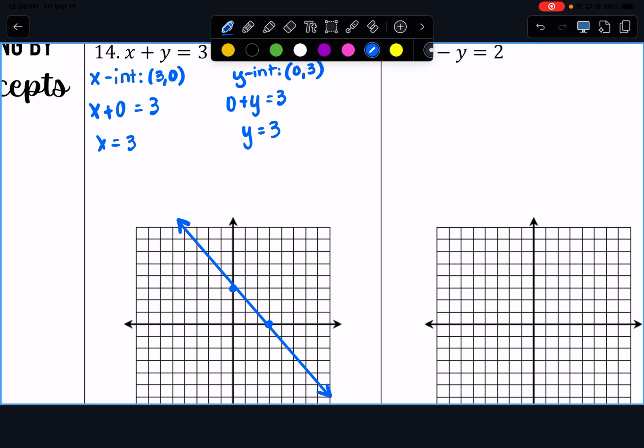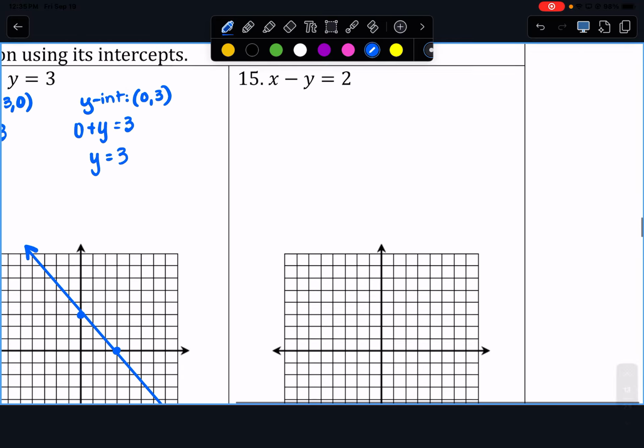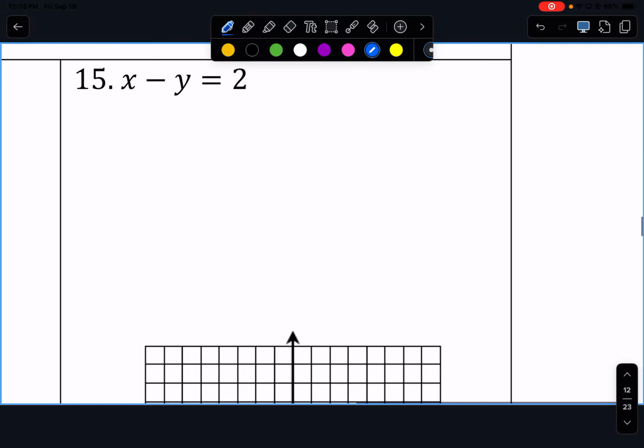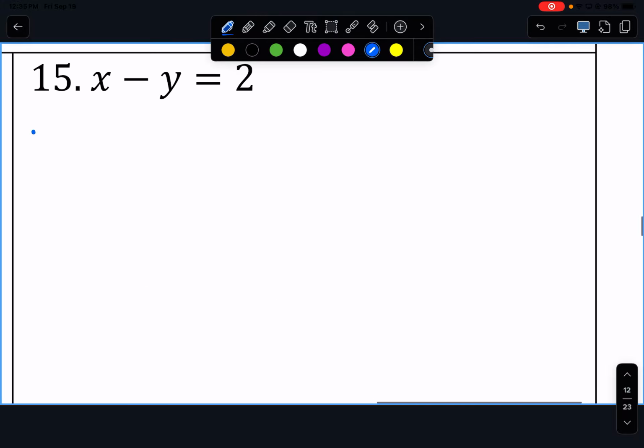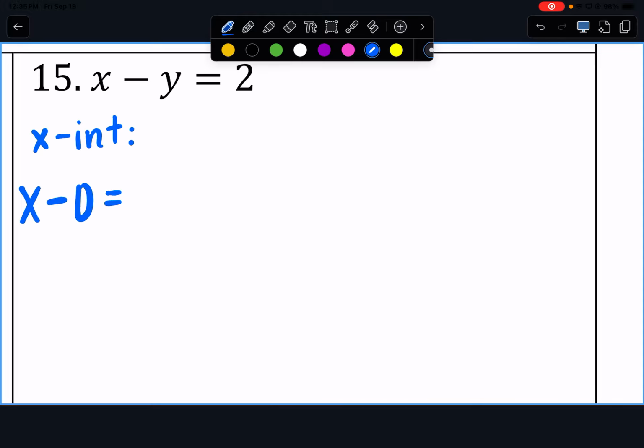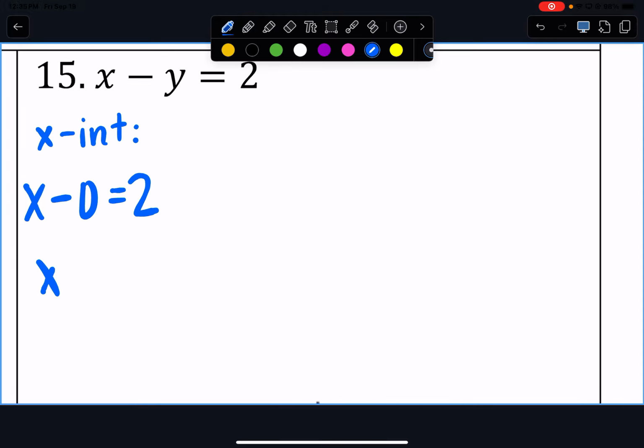We're also going to look at 15. So for question 15, for our x-intercept, I have to set y equal to? 0. So we're going to do x minus 0 equals 2. So what does x equal? 2. So the point is 2, 0.